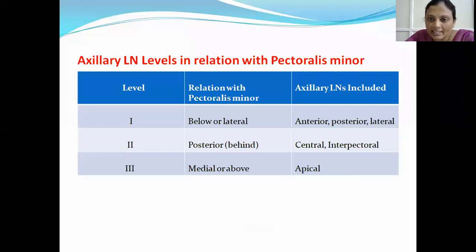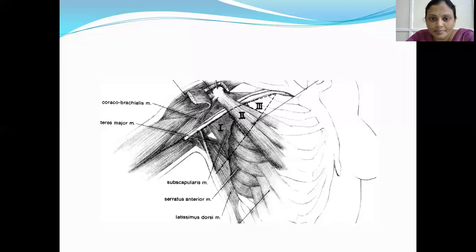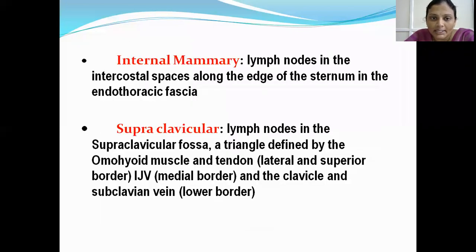So the axillary lymph nodes included in level 1 are anterior, posterior, and lateral. Level 2 constitutes central and interpectoral. Level 3 nodes constitute the apical nodes. What are internal mammary nodes? The lymph nodes in the intercostal spaces along the edge of the sternum in the endothoracic fascia.